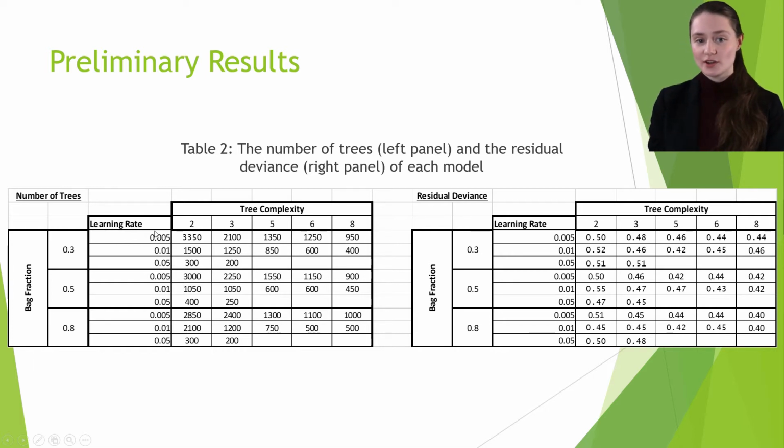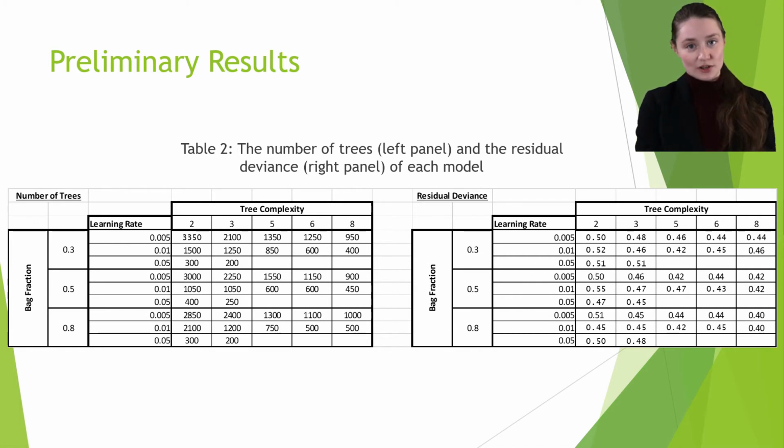So you can see as the learning rate increased, the number of trees required decreased, and as the tree complexity increased, the number of trees required decreased as well. Our optimal combination of a low learning rate and a high tree complexity resulted in the lowest residual deviances. Low residual deviances mean that these models were a better fit, but we don't want a more complex model unless the reduction of residual deviance is worth it. So it's a bit of a balancing act between getting a simple model, but also reducing the residual deviance as much as possible.